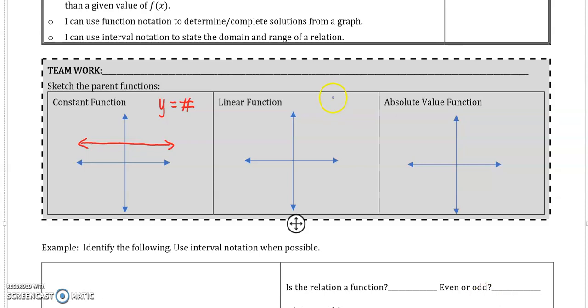Okay, next one is a linear function. So if I give you y equals x, notice that the exponent on your x is always going to be a 1, so it can't be x squared or x cubed. It just has to be x to the first power. That's going to make it a linear function, okay, which is just a straight line. Okay, and then the last one is your absolute value function. So remember that absolute value functions have the shape of a V.